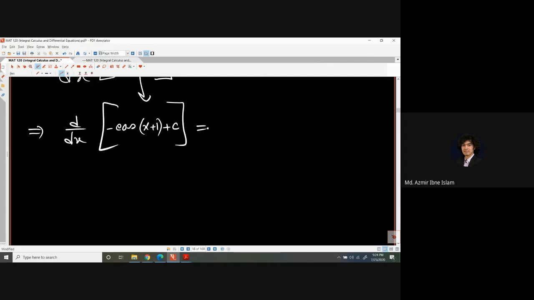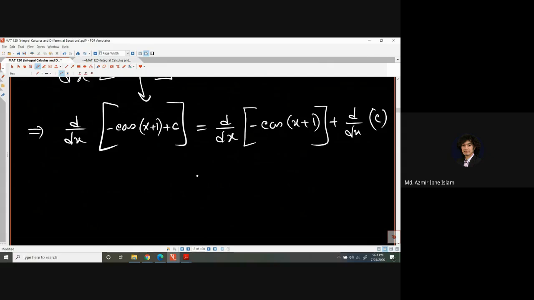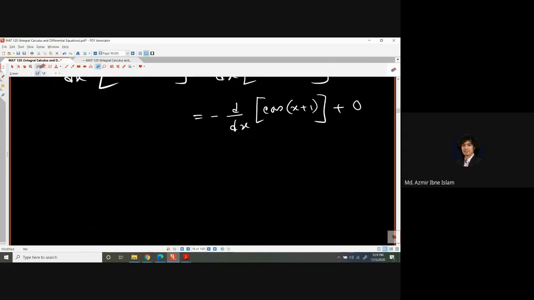So what we can do, using the concept of differential calculus, is separate these. Differentiation of negative cosine(x plus 1) and differentiation of the constant. Since we have negative 1, the negative 1 can be pulled out. So we have differentiation of cosine(x plus 1). Differentiation of a constant is always 0. So here, negative. Now differentiation of cosine(x plus 1).